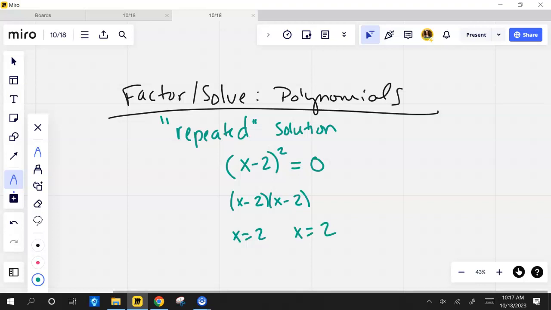So in the video, I think I mentioned that the degree of the polynomial indicates how many solutions you have. But sometimes those solutions are repeated solutions. So yes, this technically just has this one solution, but it's what we call a repeated solution because it happens twice.